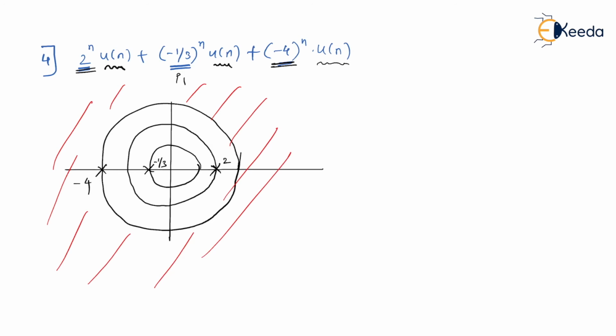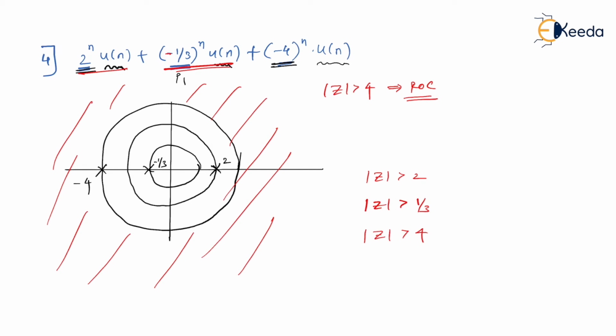Or you can write mod of z greater than 4 as ROC. I'm sure you understood this, because from the first term we have ROC as mod of z greater than 2. In the second case, again it will be mod of z greater than 1 by 3. Even though there is minus 1 by 3 present over here, radius cannot be negative. Please remember that. And finally you have mod of z greater than 4. If you take a common ROC, it will be mod of z greater than 4, because mod of z greater than 4 satisfies greater than 2 also, greater than 1 by 3 also, and greater than 4. Of course it is going to satisfy.